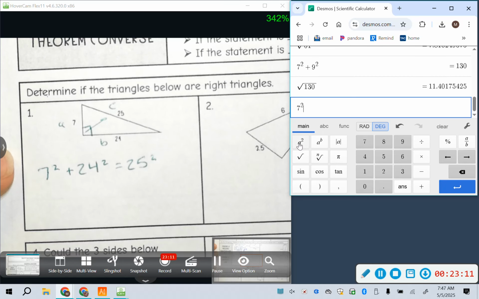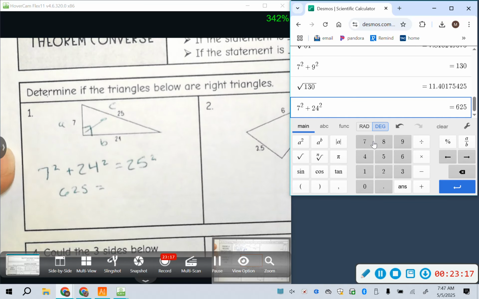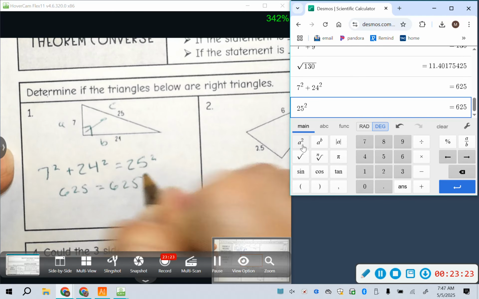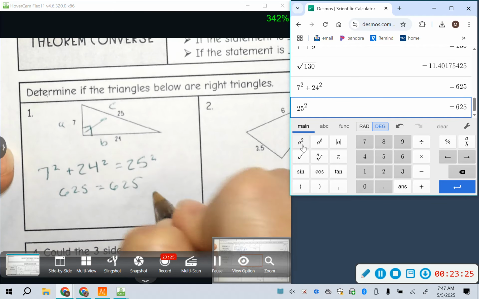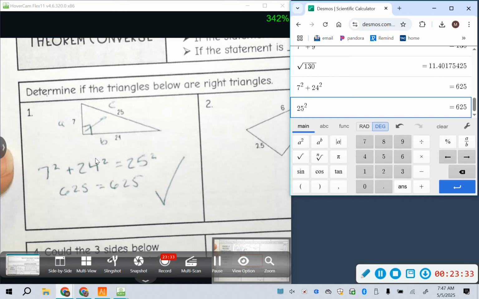So 7 squared plus 24 squared equals 625. If I type 25 squared, is that also 625? So is this a right triangle? Yes. Does that make sense? Okay, now what if they were not equal? Then it's not a right triangle. That's all y'all are doing tomorrow. It's just proving right angles.